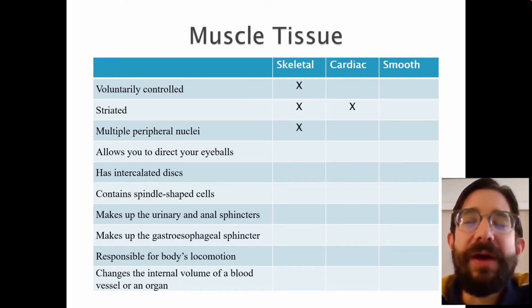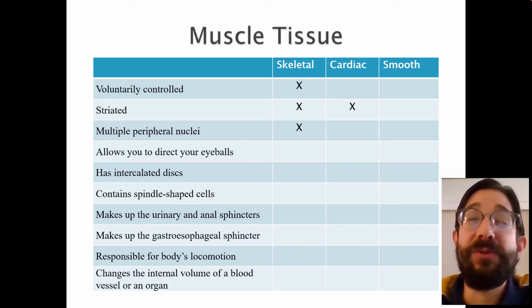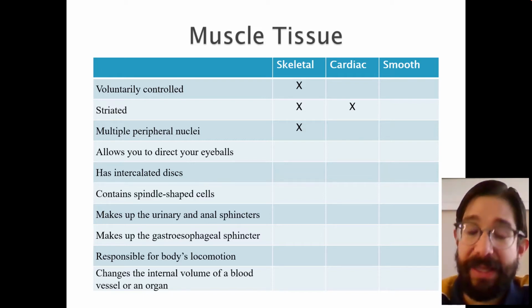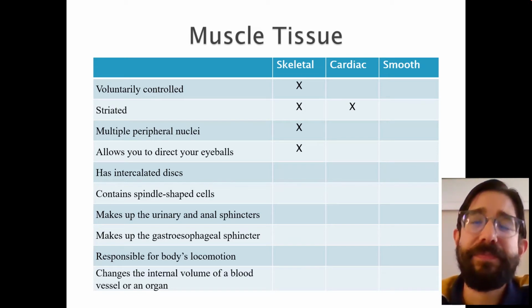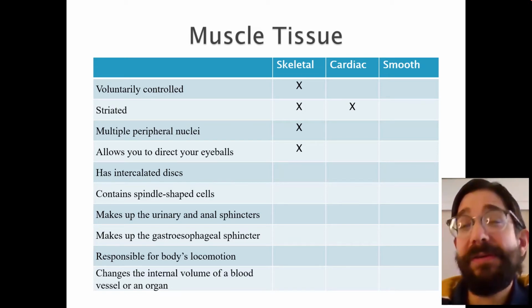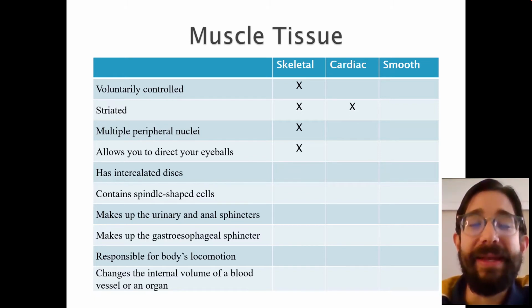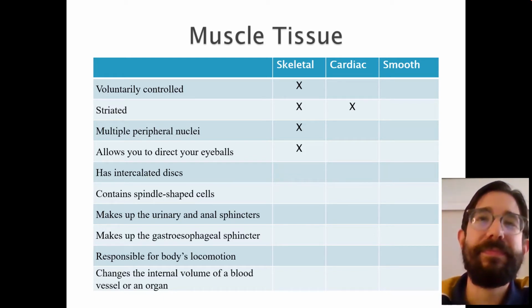If you want to direct your eyeballs, what type of tissue do you use? Well, be careful here. I'm saying to direct your eyeballs, to look around the room. If I decide I want to do it, then it happens. That means I'm voluntarily controlling what my eyeballs are getting up to, so it's skeletal tissue. There is also smooth muscle in your eyeballs. That's what makes your pupils dilate and contract when you go from dark to light rooms. But directing your eyeballs, that's skeletal muscle.